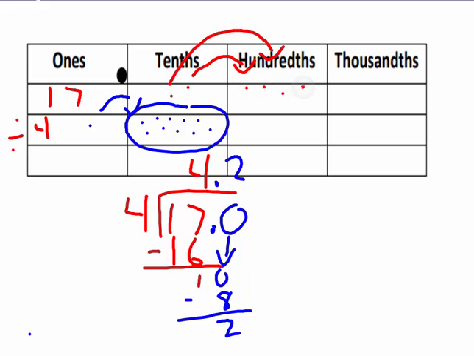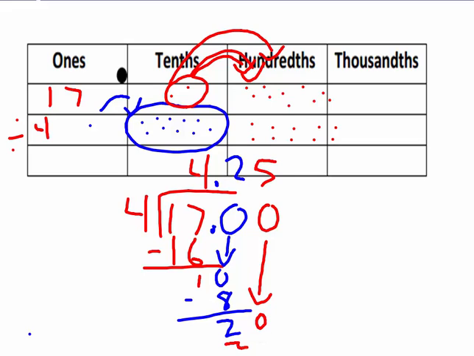Now how can I show that? Well, I have 2 here. I'm taking these 2 and I'm regrouping. So I add that 0 again and I bring down. 4 goes into 20 5 times. Multiply, subtract, and I get 0. My answer is $4.25 if you're thinking of it as money, or 4 and 25 hundredths.